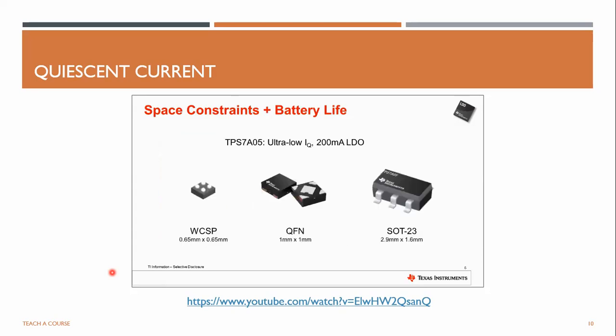TI has LDOs with peak power performance and a small size because thermals aren't a huge issue for low power dissipation. The TPS-7805 is a prime example. It boasts a 0.65 by 0.65 wafer chip scale package with 0.35 millimeter pitch that provides a 1 microamp of quiescent current. For those who don't need that size, the TPS-7805 is also made in a 1x1 quad flat no lead package. This not only makes this device one of the smallest sized LDOs, but also one of the lowest IQ devices on the market, giving you the best of both worlds in terms of size and performance.